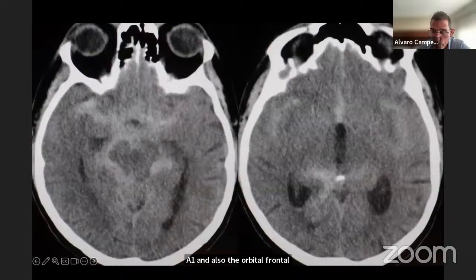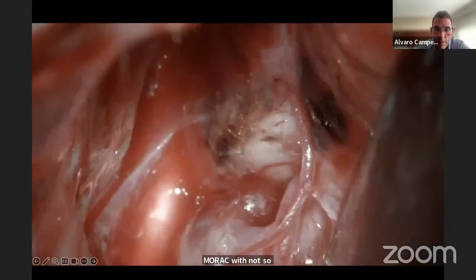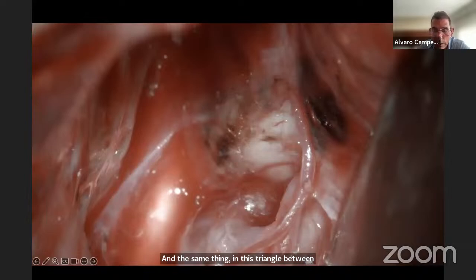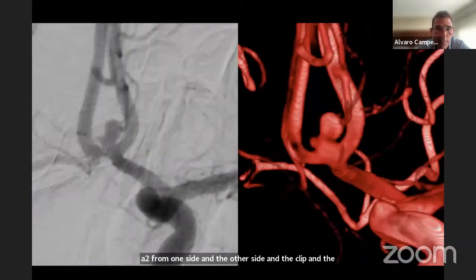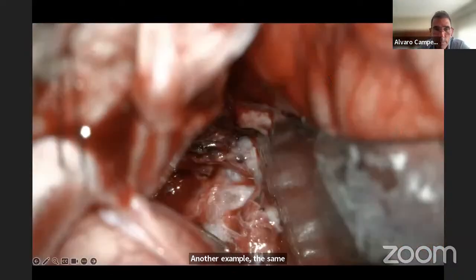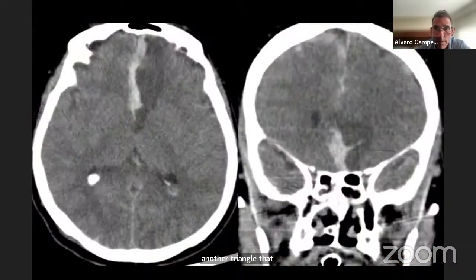Another example with a huge subarachnoid hemorrhage with a not so big aneurysm, and the same thing, in this triangle between A2 from one side and the other side, and the clip at the end. Another example, the same with a pseudoaneurysm here. This is A1 and A2. This is one triangle, this is another triangle, and this is another triangle that we use to put the clip.